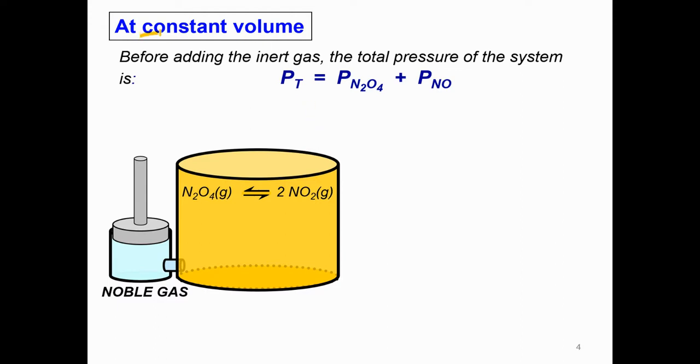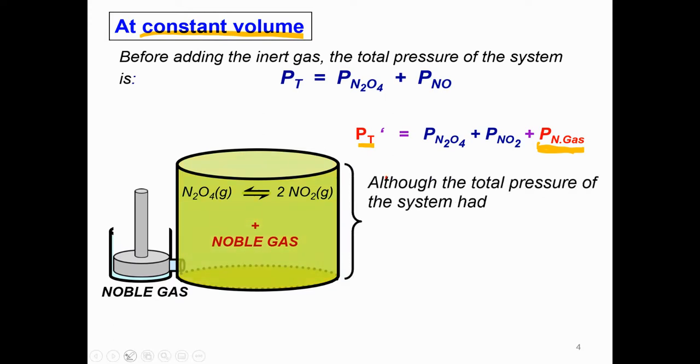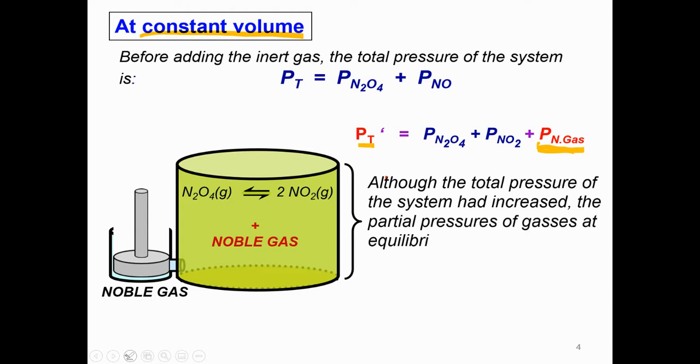So let's look at constant volume. Before adding the inert gas, the total pressure of the system is given as such. So when we add in the noble gas, this is the new total pressure. Let's look at the animation. So the volume remains the same. Although the total pressure of the system has increased, the partial pressure of gases at equilibrium do not change.